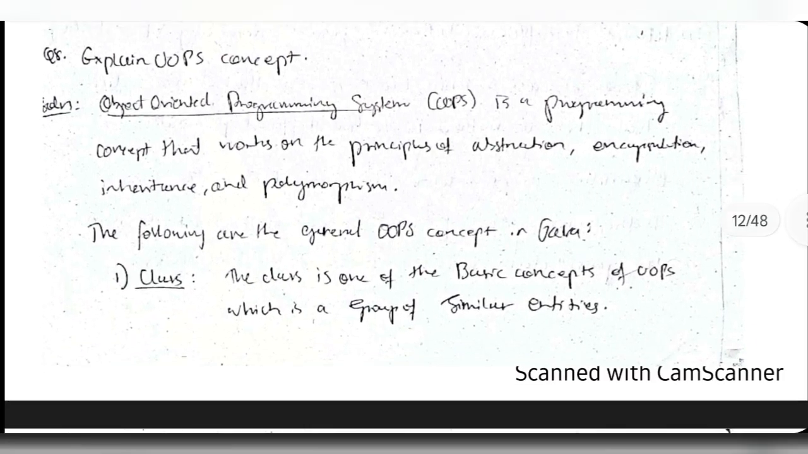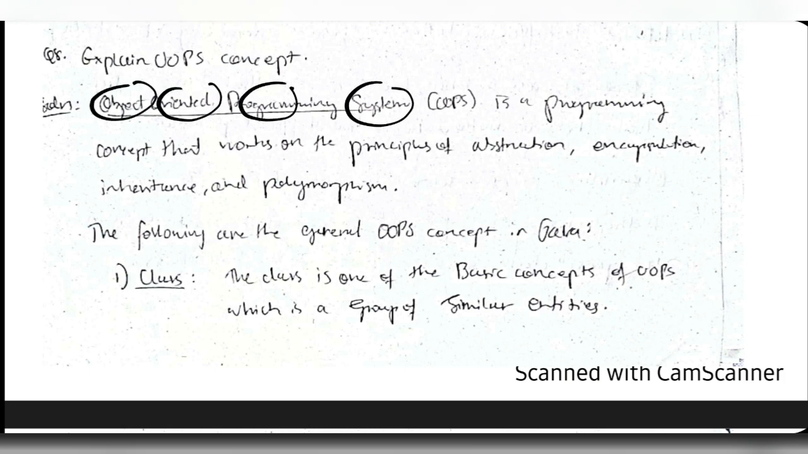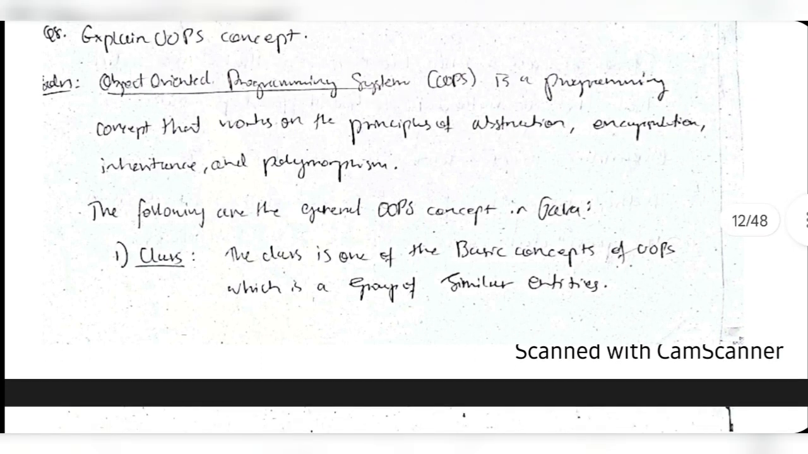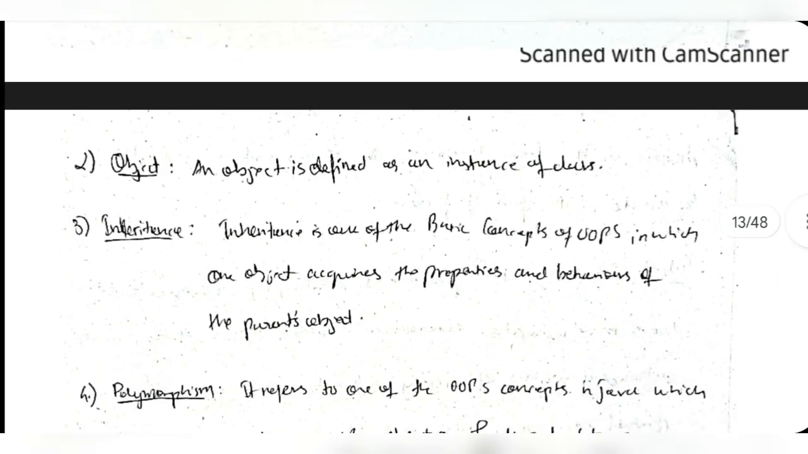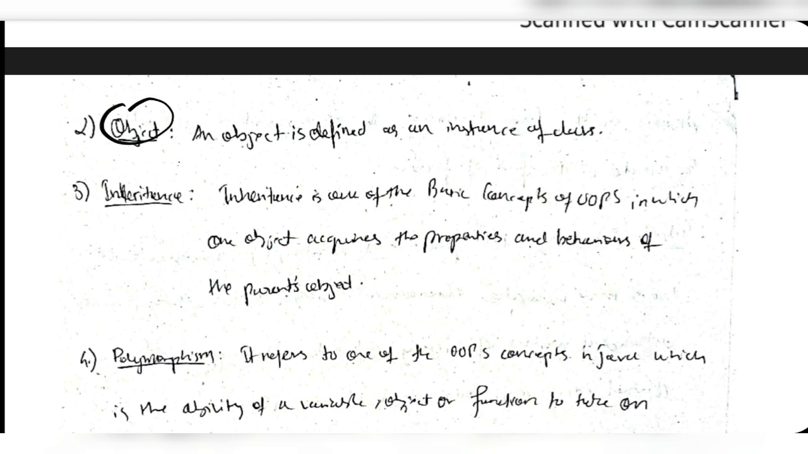Explain OOPS concepts. OOP stands for Object Oriented Programming System. It works on the principles of abstraction, encapsulation, inheritance, and polymorphism. So I have to describe each of these one by one. The following are the general OOP concepts. A class is one of the basic OOP types, and an object is defined as an instance of a class.